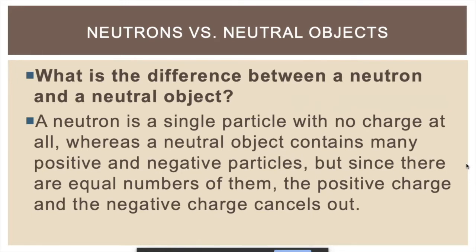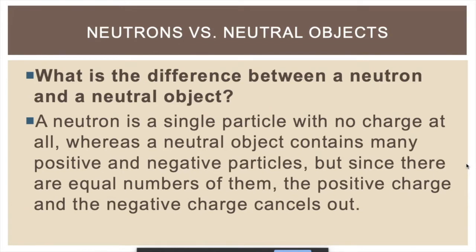That's it. However, a neutral object has many, many positive charges and many, many negative charges. And so while a neutron just has no charge, a neutral object is made up of a ton of charged particles, positive and negative. But the idea is what makes that object neutral is that there are equal numbers of positive and negative particles. And so the positively charged particles all have a positive charge, which you would add up all the individual charges to get the total positive charge. And the negative particles have a negative charge, which if you added all those charges up, you would get the total negative charge.